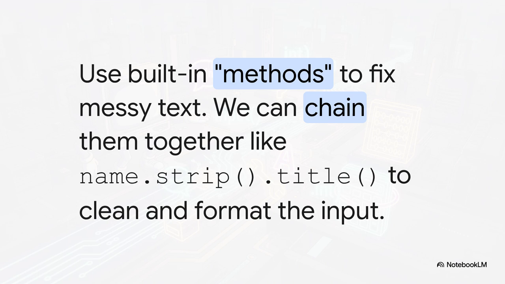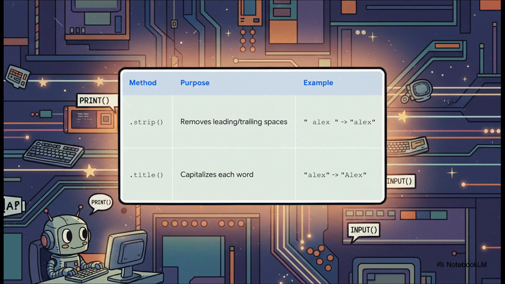Text, which programmers call strings, comes with its own set of special mini-functions called methods. And here, we're actually chaining two of them together. We take our name variable, we strip off the extra spaces, and then we take that cleaned up result and use .title to capitalize it. So let's just break that down real quick.